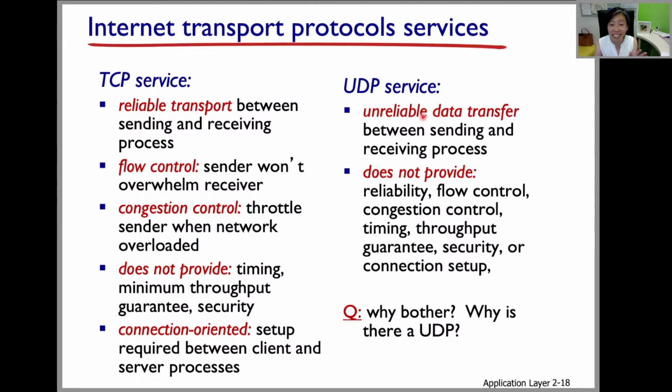UDP does not do reliable data transfer. There's nothing really going on, no more communication between the sending process and the receiving process. Sending process just sends, receiving process just receives. It does not provide flow control, congestion control, none of these, nor timing, throughput, or security guarantees either. There's no connection set up. So this is really the native packet switching network transport layer service model.